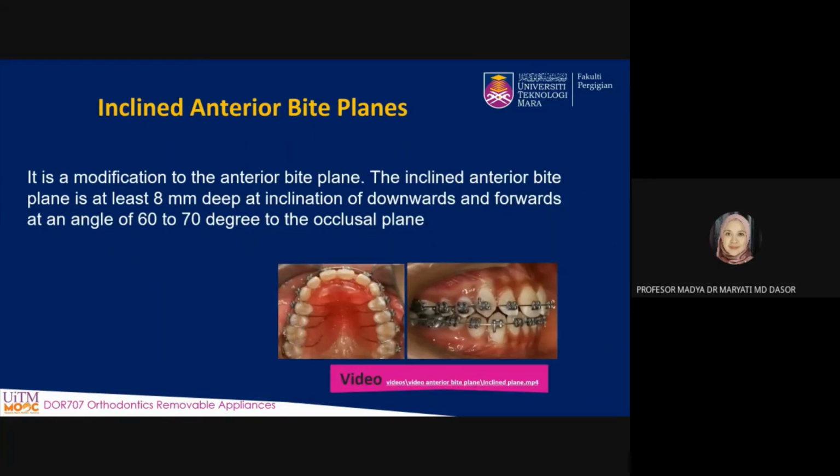Another type of anterior biteplane is known as inclined anterior biteplane. It is a modification of the anterior biteplane, where this type of biteplane is fabricated with a plane at least 8 millimeter deep at an inclination downwards and forwards at an angle of 60 to 70 degrees to the occlusal plane. I have provided you some videos on the fabrication of inclined anterior biteplane.